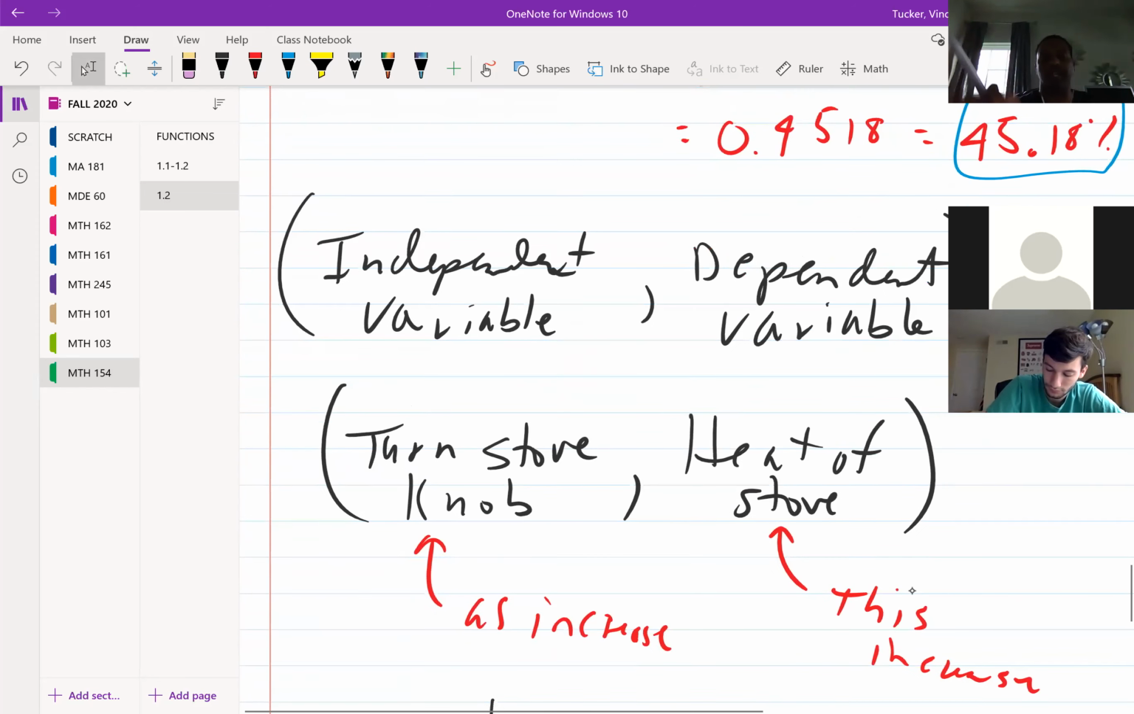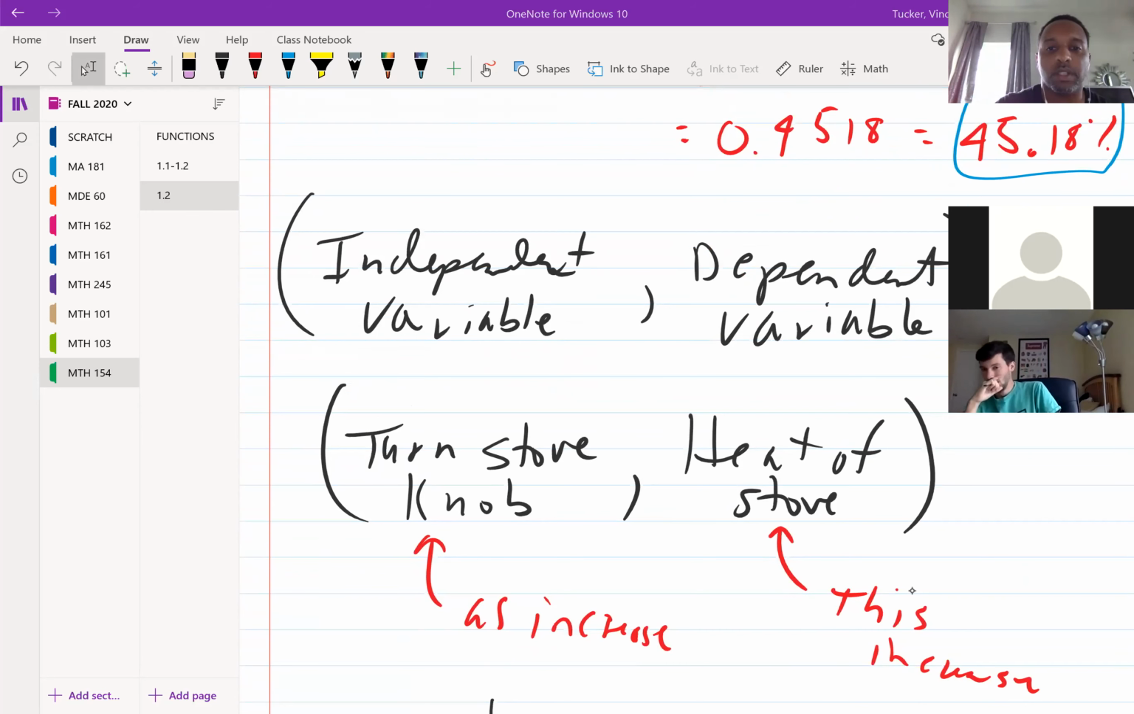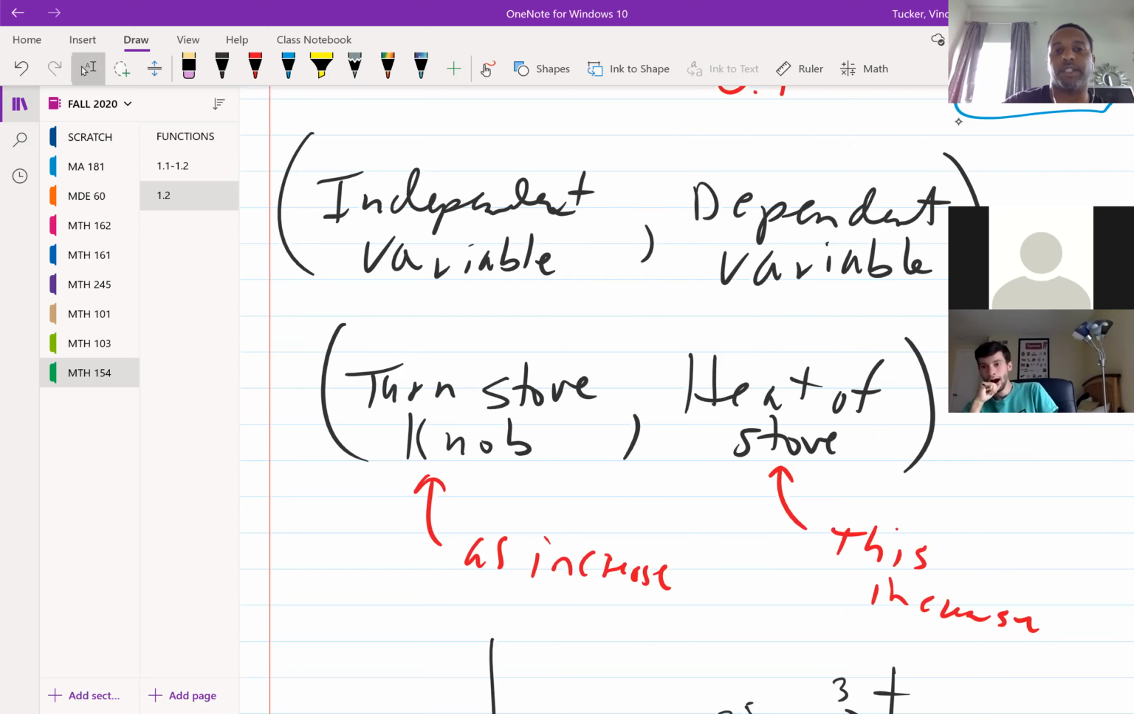So a mini example I wrote: as I turn the stove knob up, or as I increase the stove knob, the heat of the stove should increase. So it's not going to be the other way around. It's always as the first one happens, what happens in the second one. So let's go back to the work. Any questions on that before I leave that, what I said there? Your independent variable is your first one. The second one depends on what happens in the first one.